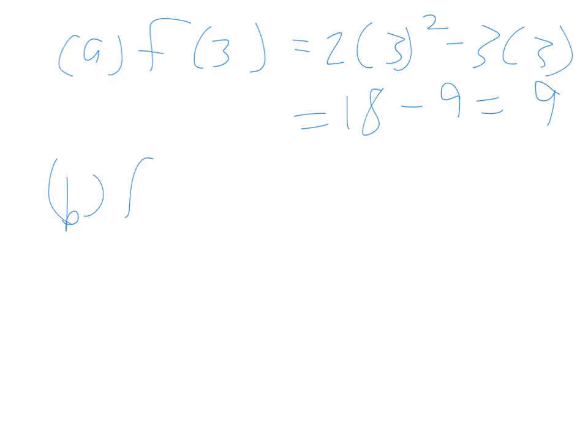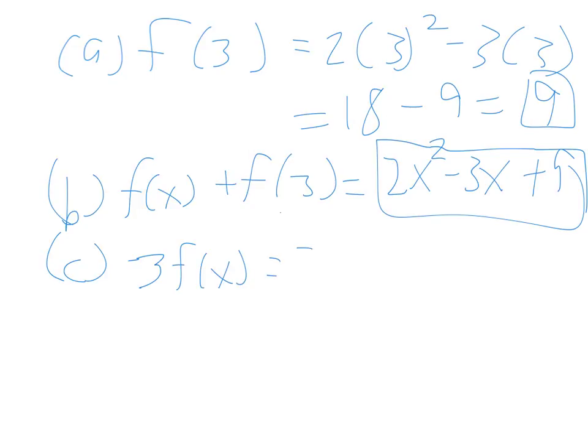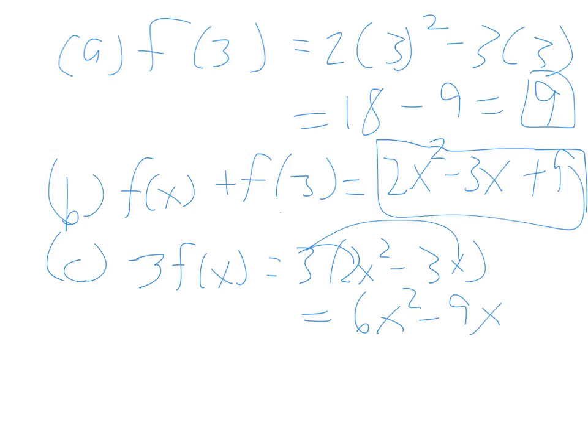For part B, f of x plus f of 3, you take your f of x, which is 2x squared minus 3x, and you know f of 3 from earlier is just 9, so you add 9 to it. And for part C, 3f of x, that's equal to 3 times 2x squared minus 3x, which gives you, if you distribute, 6x squared minus 9x.